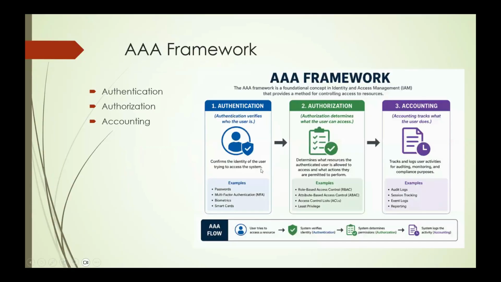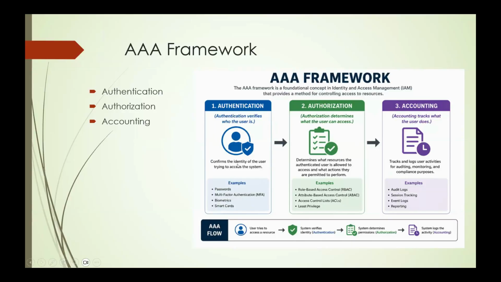So let's understand the AAA framework. AAA has three components: authentication, authorization, and accounting. Authentication speaks about who are you. Authorization speaks about what can you do, and accounting speaks about what did you do. The sequence is very important to follow. Let's take an example here.